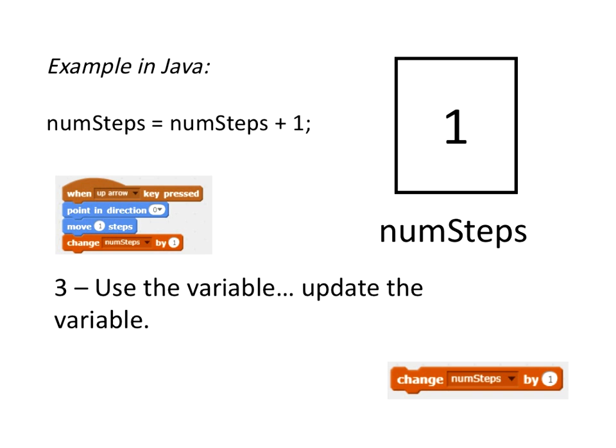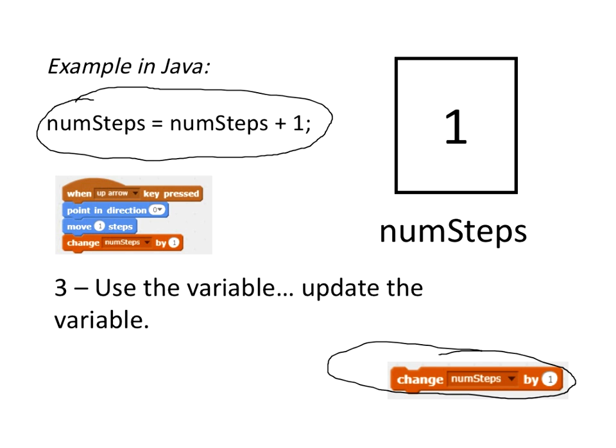So here we're going to be using the variable or updating the variable. Once you've initialized it, given an initial value, you can then use the variable. In this case, every time Scratch moves, I'm going to change my variable by 1. Now up here you can see in Java, this is the line of code that you would use if you want to increase your variable by 1. Recall that our initial value was 0. So 0 plus 1 is 1.